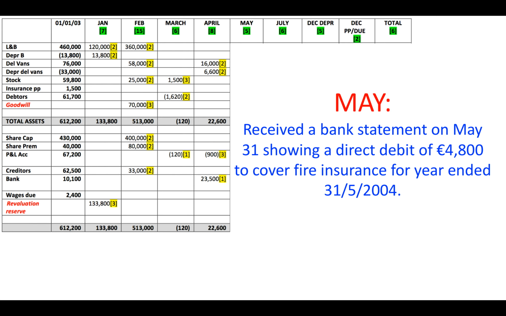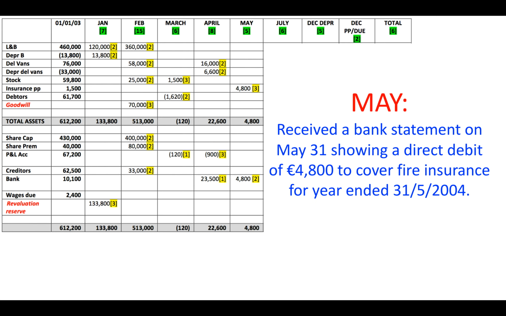Next, May, we have a bank statement, and here we actually only have one expense or anything received, so that's interesting. So received a bank statement on May the 31st showing a direct debit of 4,800 to cover fire insurance for the year ended 31st of the 5th, 2004. So usually we see two items here, but we're only seeing one in this year.